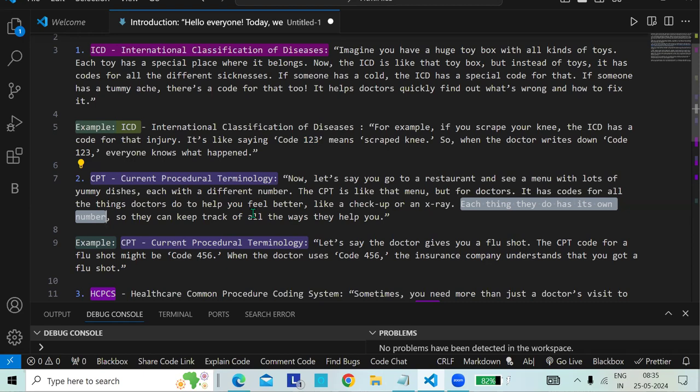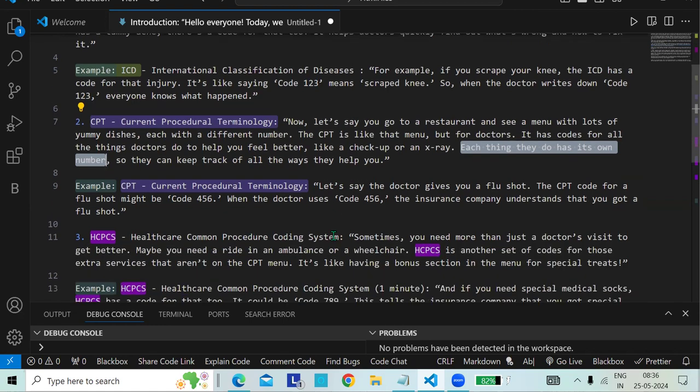The CPT code for a flu shot might be code 456. The doctor uses code 456. The insurance company understands that you got a flu shot. I hope you understand. So the insurance company will check the insurance claim, the claim having code 456, which means it's a flu shot. If the patient's disease is covered in the insurance, then the claim will be accepted and the money will be sent to the doctor's office, which means the hospital.